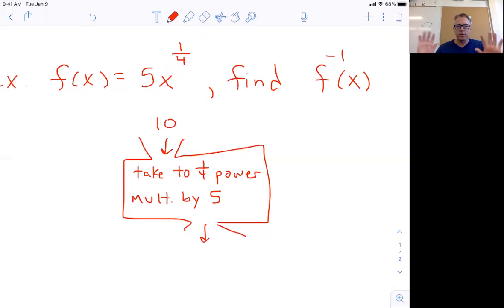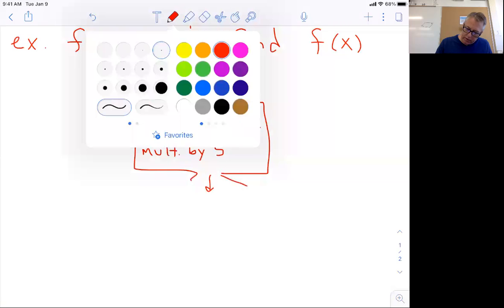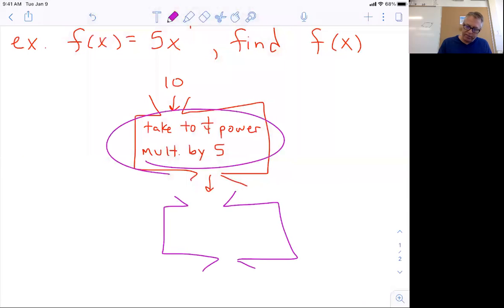Okay, I don't know what it is. I don't care what it is. I'm not even going to find it. What I want to find is something to undo that process. So what I need is another function right below here that is going to undo this stuff.